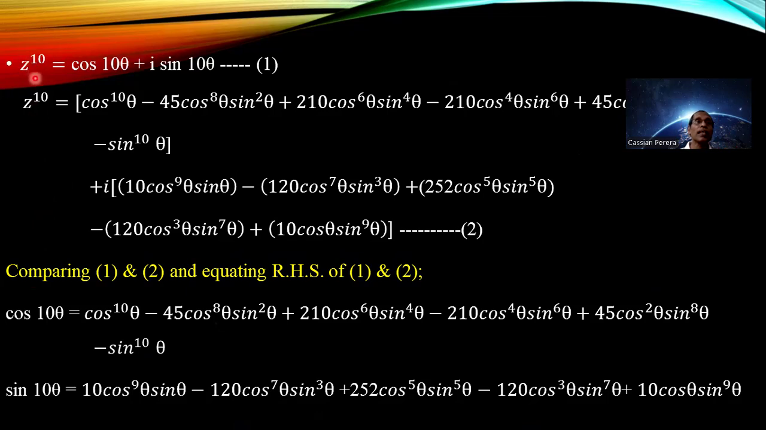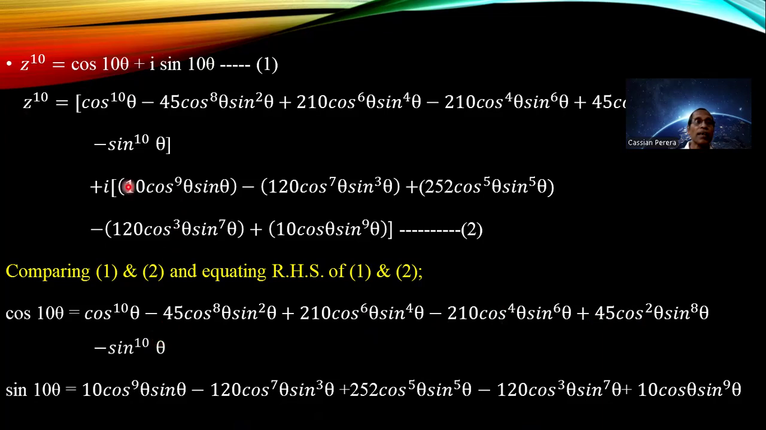If the left hand sides are equal, the right hand sides must be equal. Then we can write, equating real parts, cos 10 theta is equal to the real part: cos to the power 10 theta minus 45 cos to the power 8 theta sine squared theta plus 210 cos to the power 6 theta sine to the power 4 theta minus 210 cos to the power 4 theta sine to the power 6 theta plus 45 cos squared theta sine to the power 8 theta minus sine to the power 10 theta.